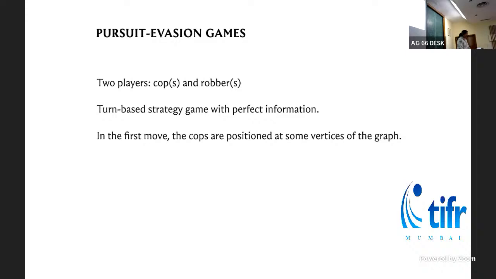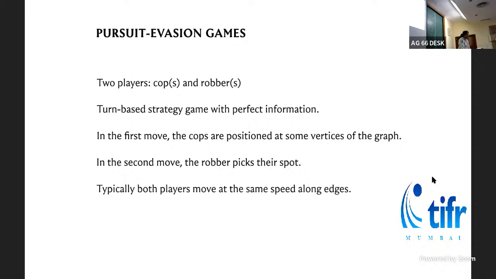In the first move, the cops figure out where they want to stand in the graph. For now, let's just think about a situation with one cop and one robber, the simplest scenario to imagine. The cop figures out where he wants to be, and the robber then figures out where they want to be, and then the chase begins, so to speak. Everybody makes a move on their turn. You have to move along an edge. So if you are at a particular vertex in the current round, when it's your turn next, you can only go to a neighboring vertex. You cannot just fly anywhere in the graph.